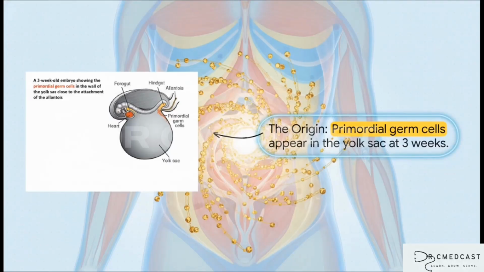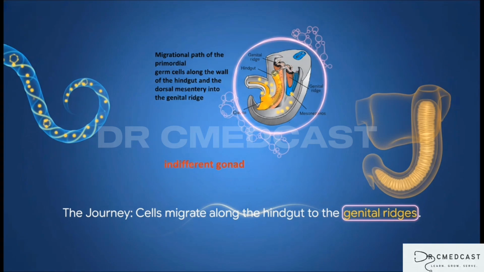So where does this all begin? It starts right here. In a tiny 3-week-old embryo, the primordial germ cells. These are the actual precursors that will one day become sperm or eggs, first appear in the wall of the yolk sac, a structure outside the main embryo. Now, from that yolk sac, these cells go on a pretty incredible journey. They actually migrate along the wall of the hindgut and travel through the dorsal mesentery to reach their final destination, the genital ridges. Think of these ridges as thickenings of tissue on the back wall of the developing abdomen.